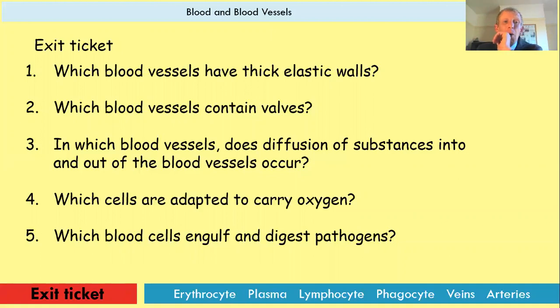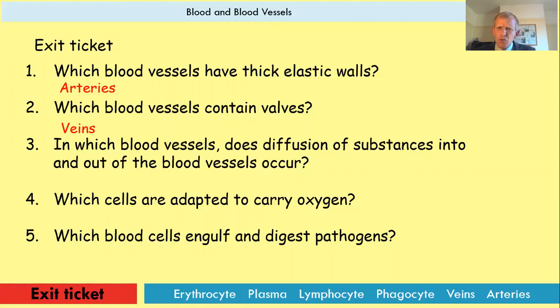Which of the blood vessels have thick elastic walls? Now, if you can remember, it was the arteries that had that thick elastic wall to withstand the high pressure coming straight out of the heart, because they're carrying blood away from the heart. Which blood vessels contain valves? Now, the valves were a very special adaptation of your veins, and that's to prevent the backflow of blood, stopping your blood from collecting all at your feet, basically.